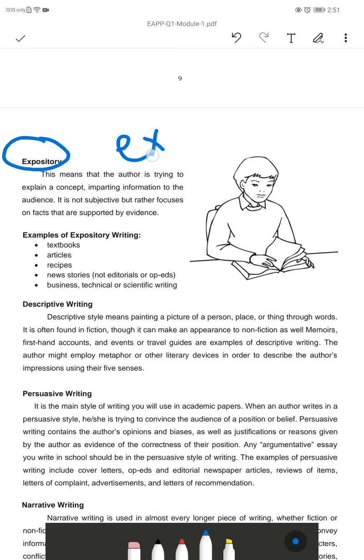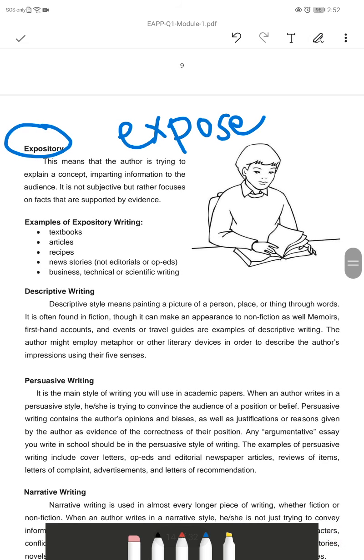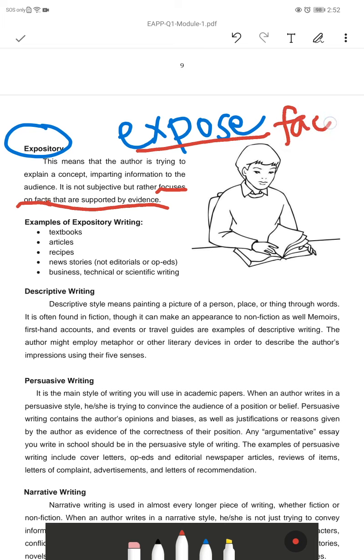Expository from the root word expose. So what you do in the expository writing is you are trying to explain a concept, imparting information to the audience. It is not subjective, but rather focuses on facts that are supported by evidence. Meaning to say, as I have said a while ago, in writing expository, you simply expose facts about the topic.